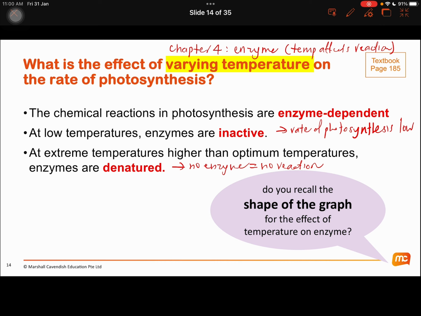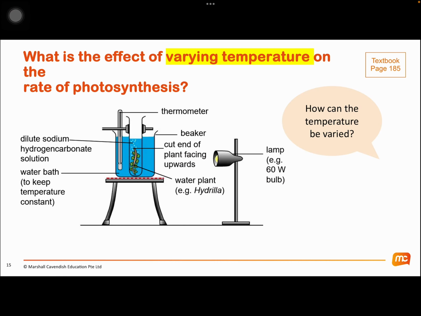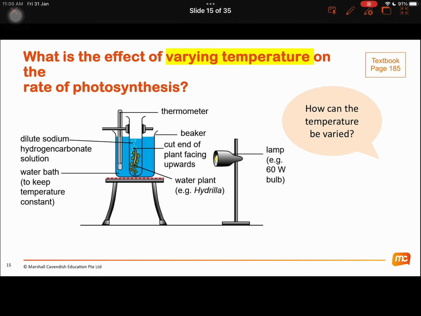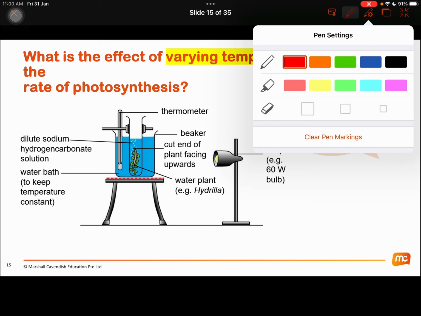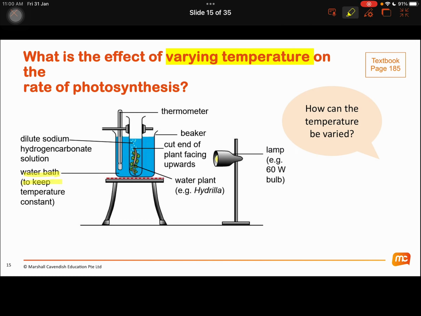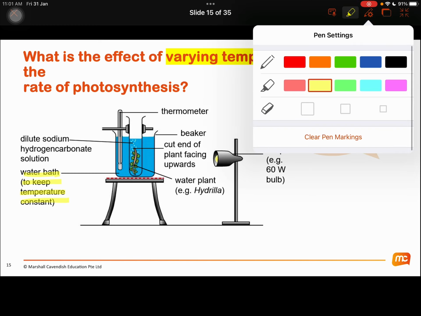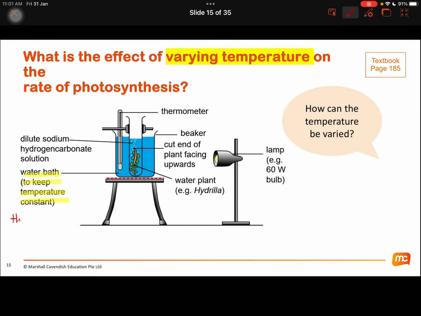So can you recall the shape of the graph? How can temperature be varied in this instance? It's definitely not the lamp, but the water bath. Another name for the water bath that we use in the lab is a thermostatically controlled water bath. It's equipment where you can change the temperature with the click of a button.